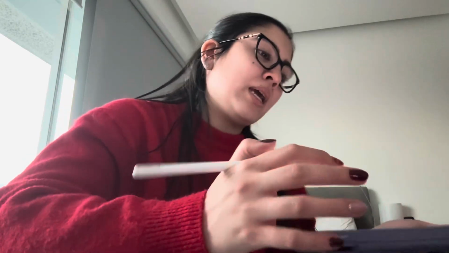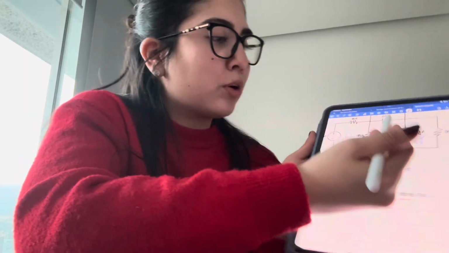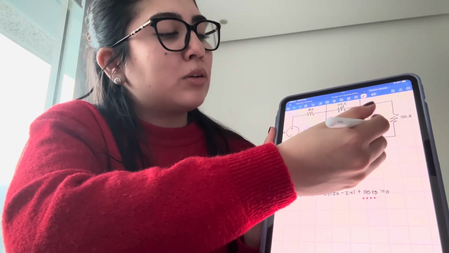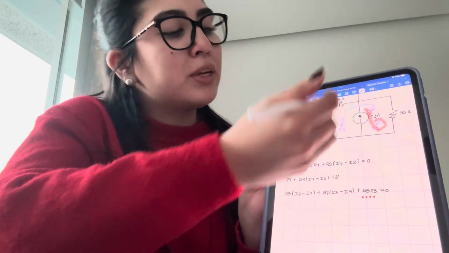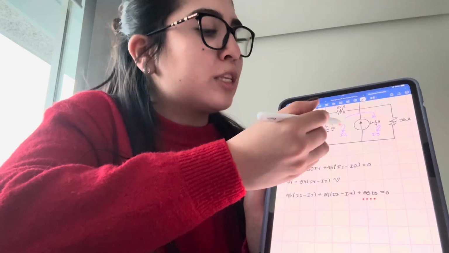Also, we have to establish that in our super mesh, the sum of these two loops is equal to this current right here in the middle. When this loop passes, our current is going upwards, and when this loop is passing over here it also goes upwards, but when I2 is passing through there, it's going downwards. Therefore, we know that I3 is positive and I2 is negative. Therefore, we say I3 minus I2 equals the current that we have over there, that is 1/4. And we solve our system of equations.